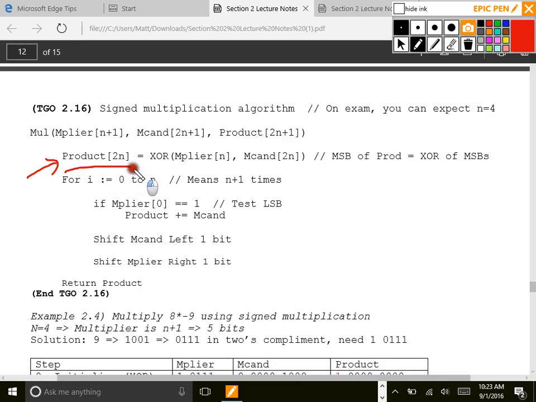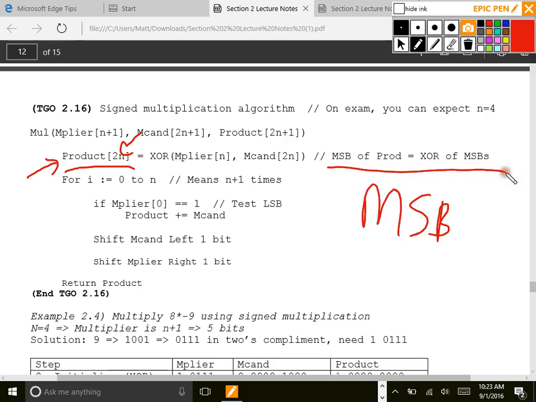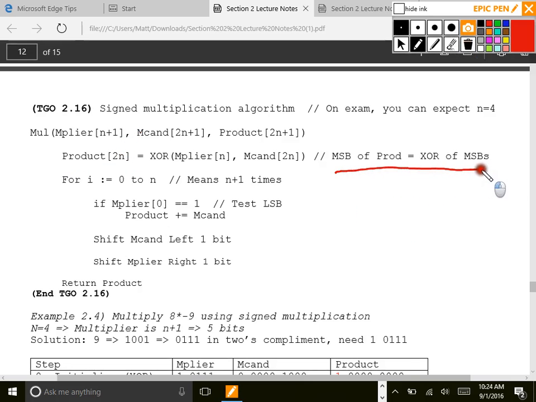First thing we do is we set product of 2n. In this case, in the algorithm, we assume that the least significant bit is 0. So if it's 2n, that means we're talking about the most significant bit, right? So the most significant bit of the product is going to be equal to the XOR of the most significant bit of the multiplier and the most significant bit of the multiplicand.